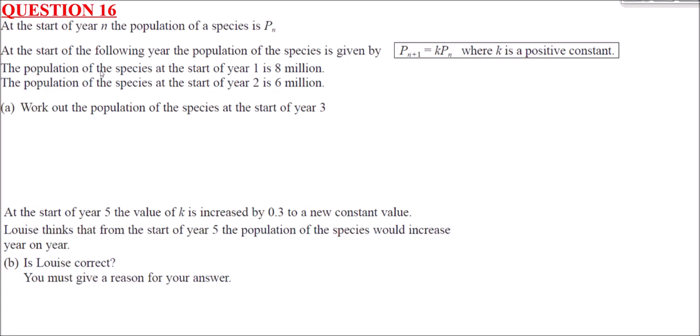So the population of the species at the start of year 1 was 8 million, and the population of the species at the start of year 2, it's gone down to 6 million. We need to work out the population of species at the start of year 3.